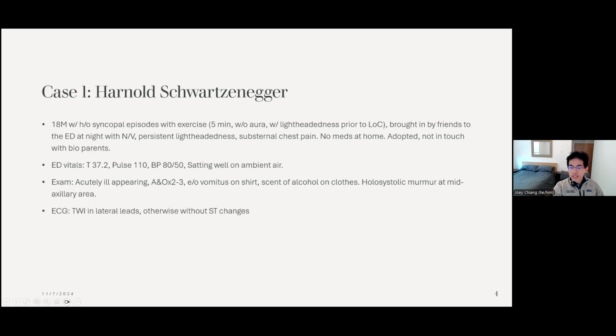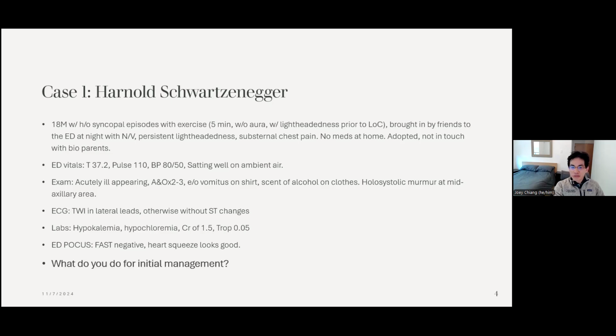Of course, an ECG is obtained, demonstrates some T-wave inversions in lateral leads, otherwise no ST changes, and has hypokalemia, hypochloremia, a creatinine of 1.5. You don't have a clear baseline because Arnold is not that well engaged in care. He's 18 and has a troponin of 0.05. On ED focused ultrasound, fast negative, heart squeeze looks good, maybe too good. What would you do for his initial management?